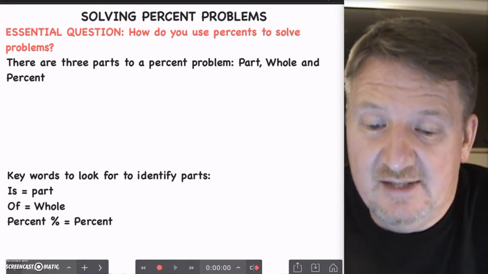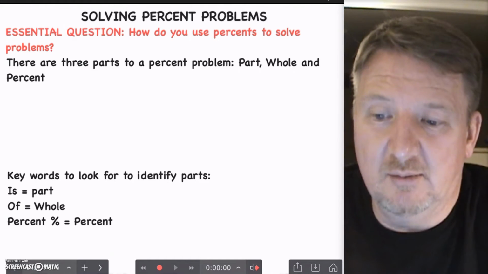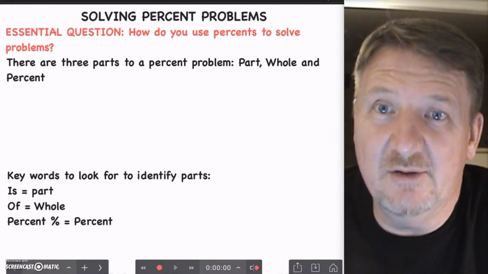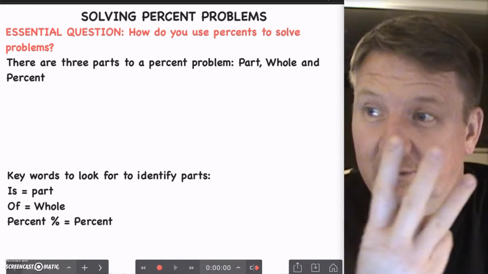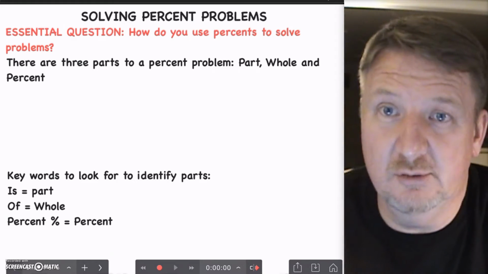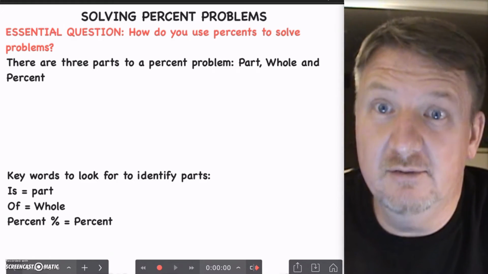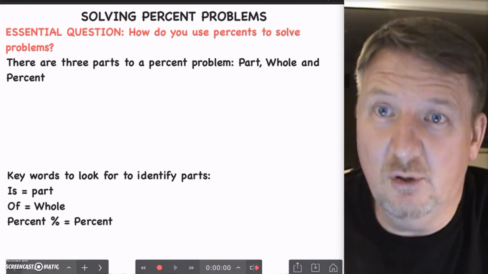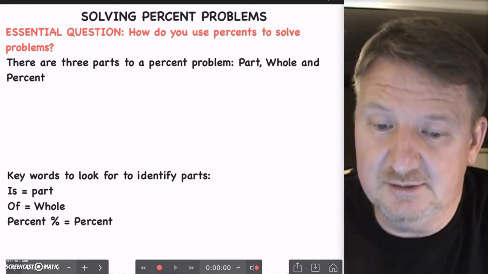Let me start by saying there are three parts to a percent problem. Okay, I'm going to say this again. There are three parts to a percent problem. There's the part, there's the whole, and there's the percent.